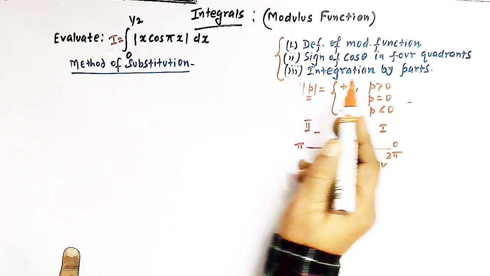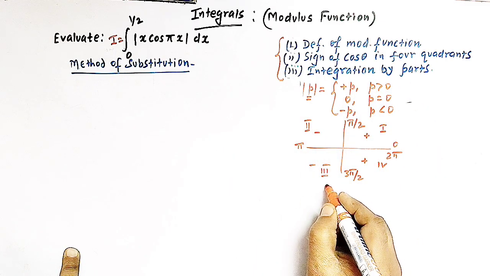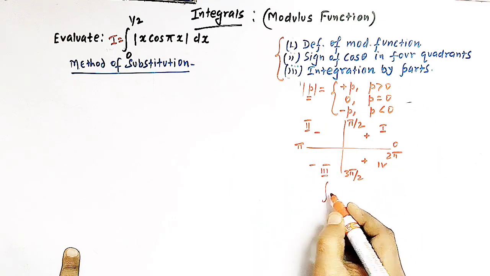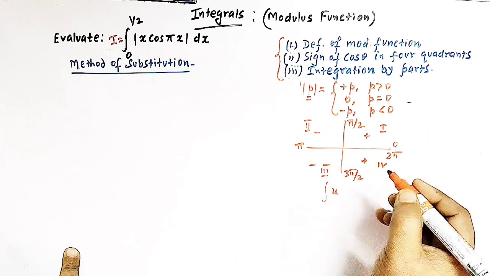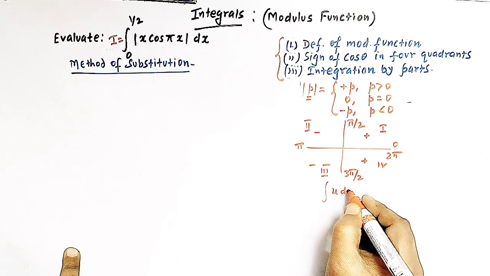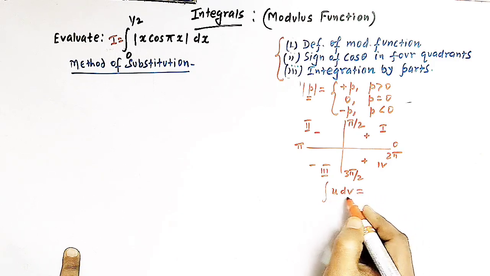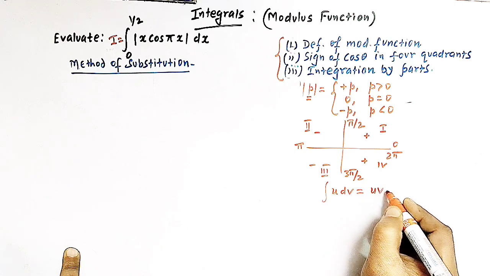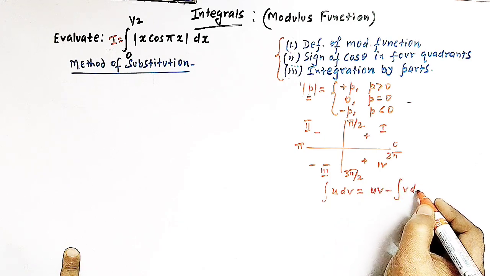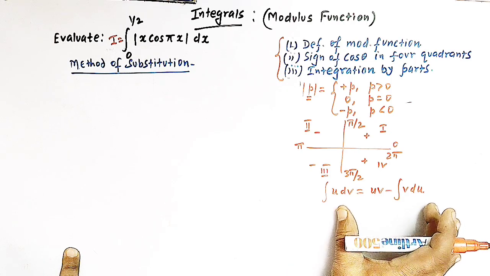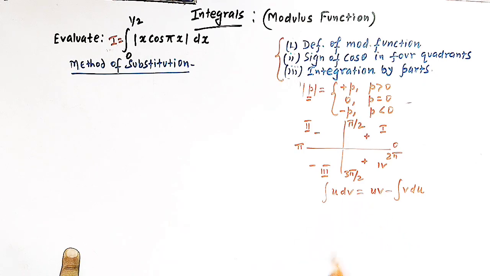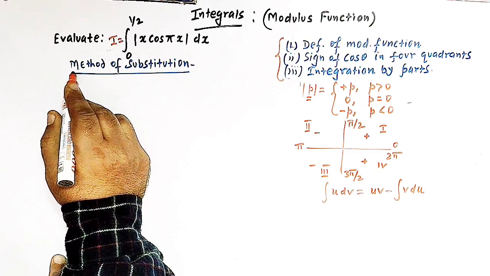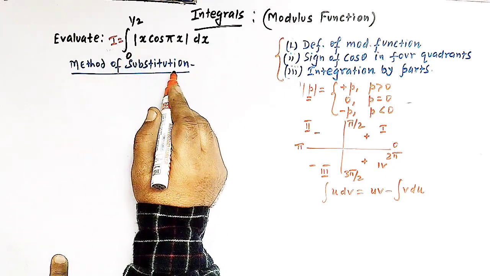And the third one is the integration by parts. Now see, we know that the integration by parts formula goes like this. If we have two functions, say u and v, then the integral of u dv is given by uv minus the integral of v du, right? So this is the formula for integration by parts, where u and v are some functions of x, right? Okay, so now let us first apply the method of substitution.